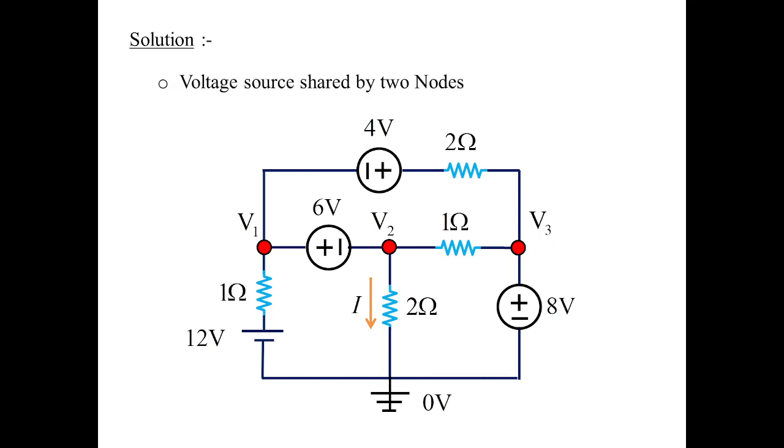So a voltage source shared by two nodes. You can see here the voltage source is 6 volts. It is shared by node 1 and node 2. So this forms a supernode. Positive symbol is towards V1, negative symbol is towards V2. So we can have V1 minus V2 is equal to 6 volts. Now this is equation 1. Now this equation 1 is a supernode equation.